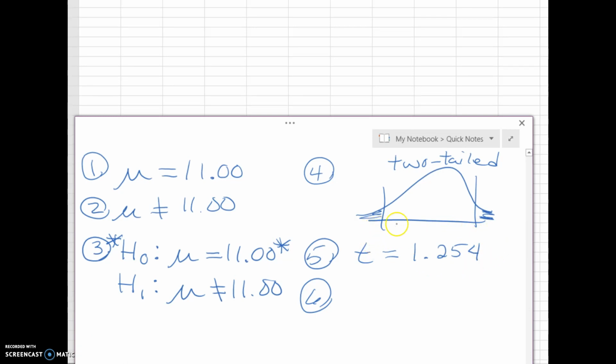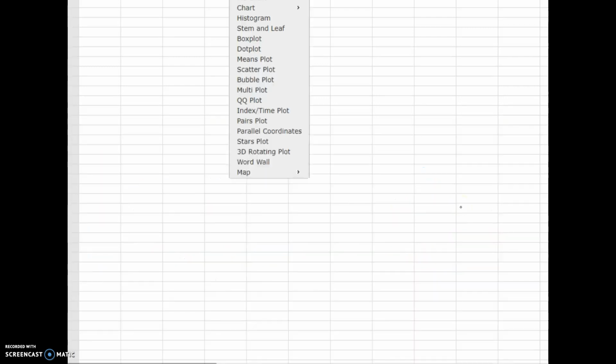Now, I am two-tailed, but this is the test statistic for this right side. The reason I know that is because it's positive. If they'd given me negative 1.254, I would have known they were referring to this test statistic. But since it's positive, I'm over here. So I'm going to use that.